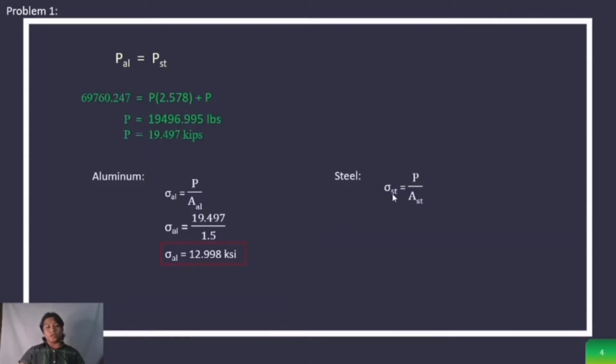So the stress of steel is equal to the force over the area of the steel, which is 19.497 kips over the area of the steel, which is 2, equal to 9.749 ksi. And that's all.